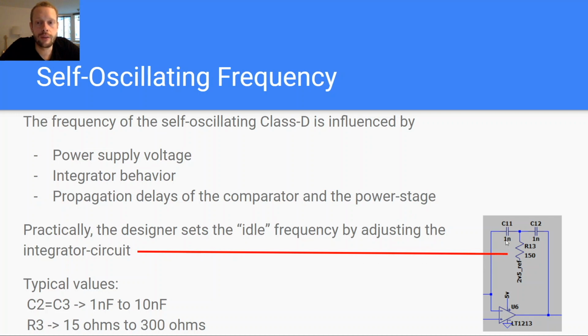Typical values for this integrator are something between 1 nanofarad and 10 nanofarads for the capacitors, and 15 ohms to 300 ohms for the resistor value. And it's very common during the R&D phase that the resistor is replaced by a potentiometer or something like this, so that you can adjust it and find the correct idle switching frequency value.